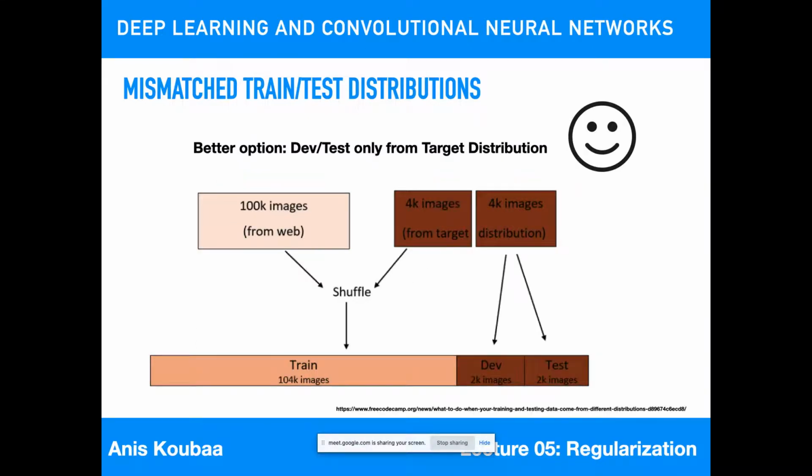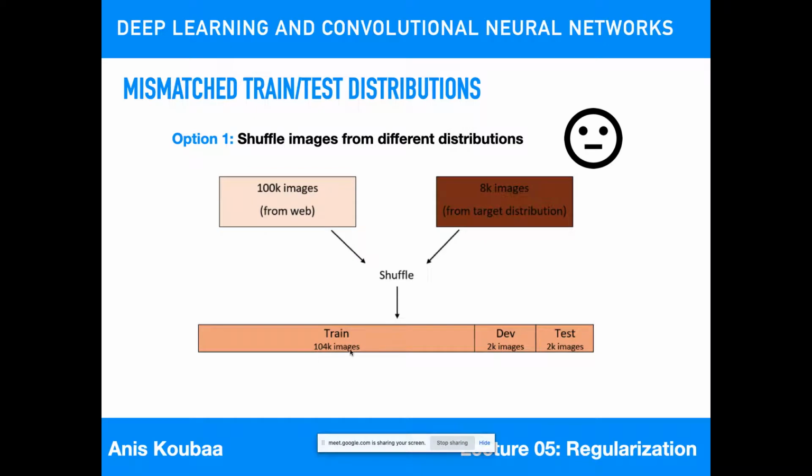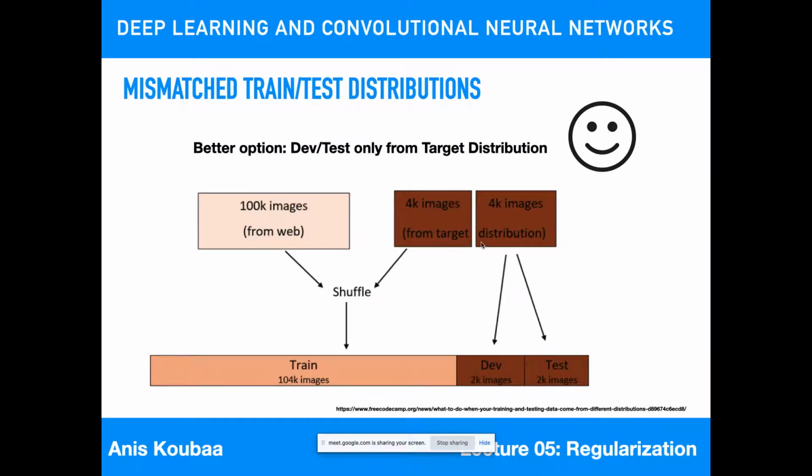So another way that you can do is take 4,000 images from the target distribution. Look, in the first approach you will have 100k images at the end, random from the mix, so you don't have any control over how many images will be from the target distribution. But in this case, I can take half of it and divide it between the dev and the test data set. And the other 4,000 images, I will shuffle with the 100K images from the web. And this will constitute my training set. So this is a better option, okay?